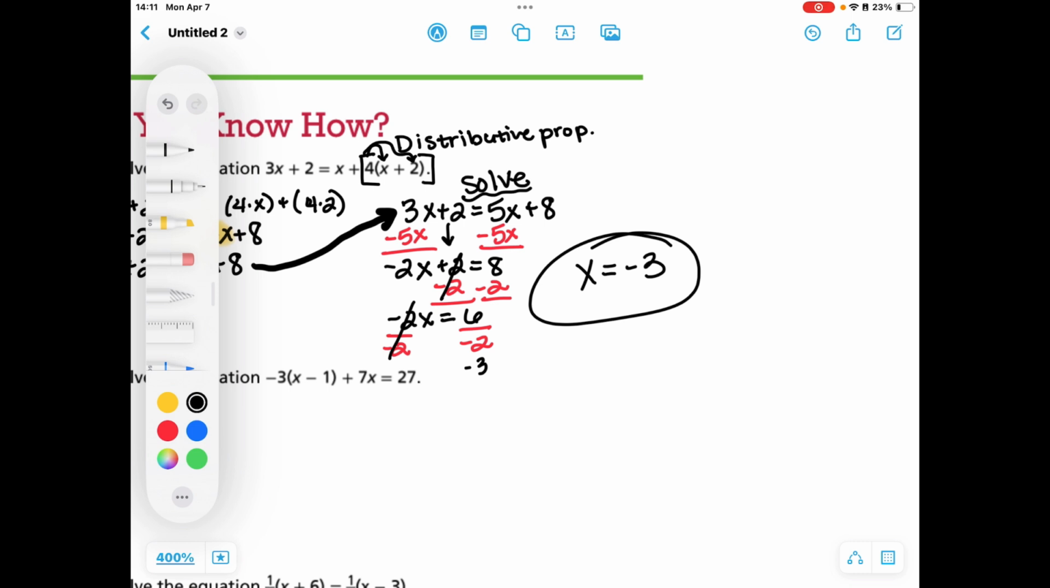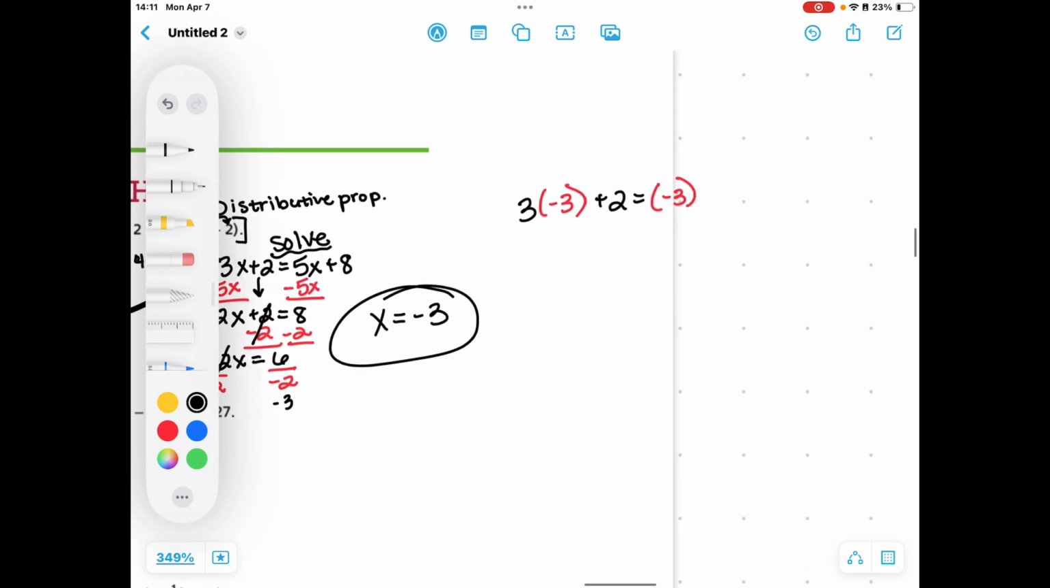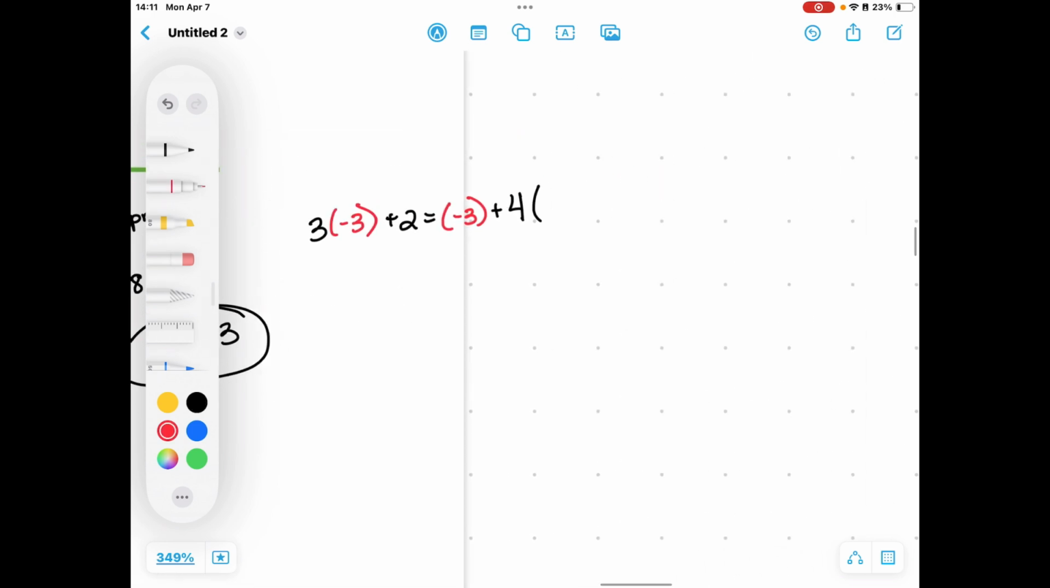Now, if you ever want to check your work, you can always plug this x back in. So 3 times a negative 3 plus 2 equals, plug in that negative 3, plus 4 times x plus 2, which is just going to be negative 3 plus 2. And then go through the process of solving.